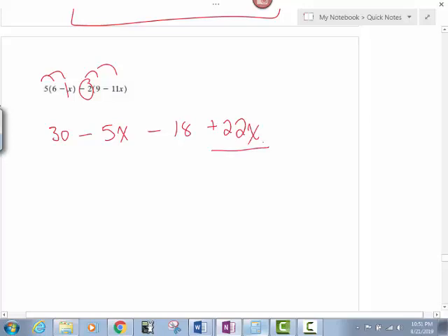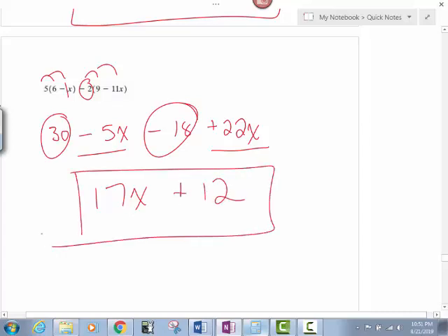Okay, so let's combine our x's. 22 minus 5 leaves me with 17. 30 minus 18 leaves me with 12. And that is section 1.7.